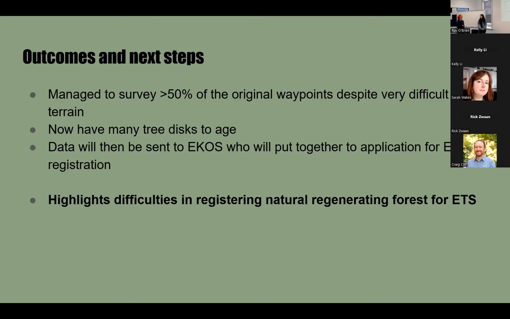Yeah, so I guess that sort of shows that, especially if you do anything that's a field-based course or degree, writing a method and implementing a method are very different things, especially in terrain like that. But we managed to survey over half of the original waypoints. And we have lots of tree discs. ECOS is the consultancy that made the maps and got all the coordinates for us, so they will, I think, sort of finalize it. We were just the people doing the actual field work for them.